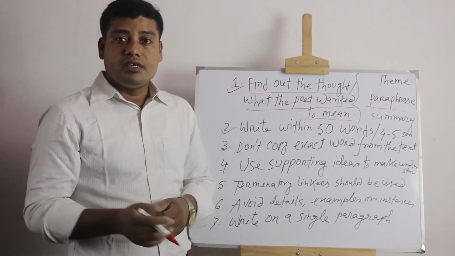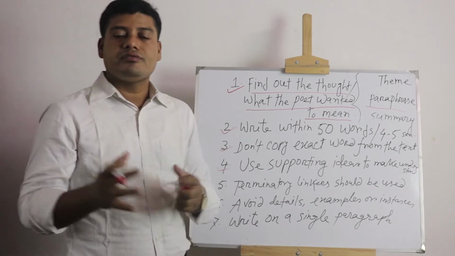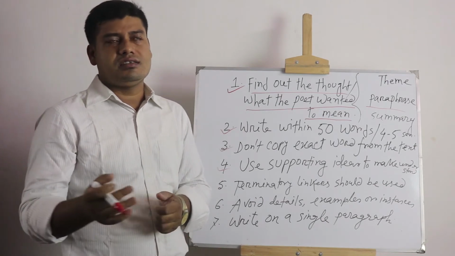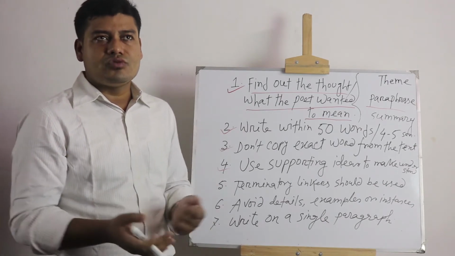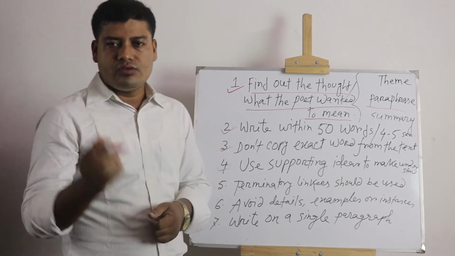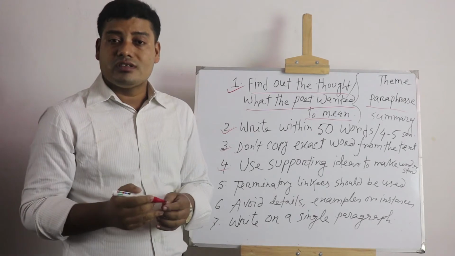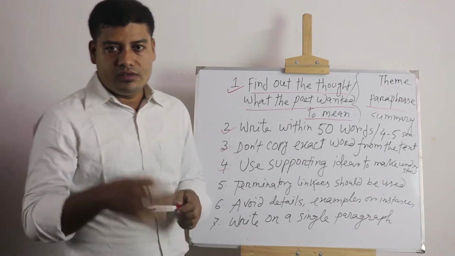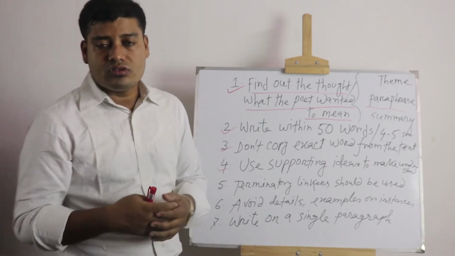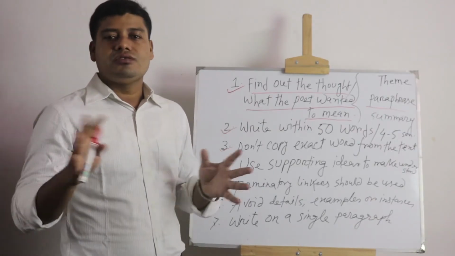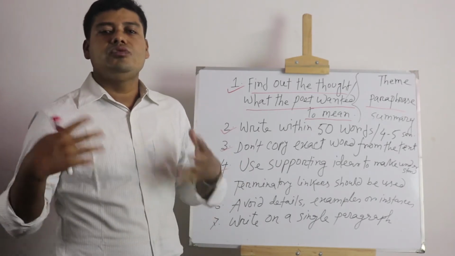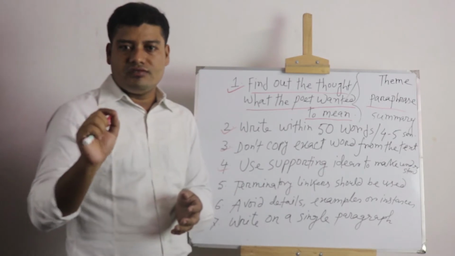And number 5, terminatory linkers should be used. There are many terminatory linkers. You see: at last, thus, in this way, finally. There are many concluding words, and you will have to use these concluding words at the end of the theme. Number 6, avoid details, avoid examples, avoid instances. There is no need to explain more and more. There is no need to add more details. Just write in a very short way.